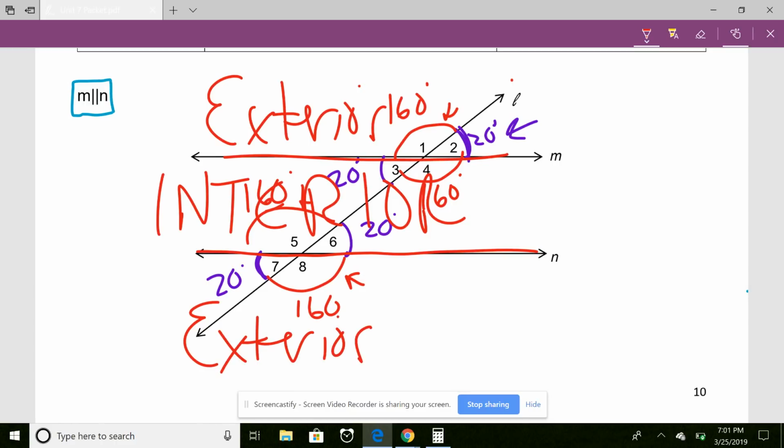So that's it for today's video. We're going to be looking at a couple of diagrams and solving for the angle measures of those diagrams. If you have questions in class, let me know.